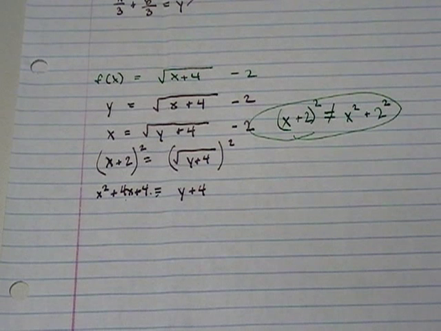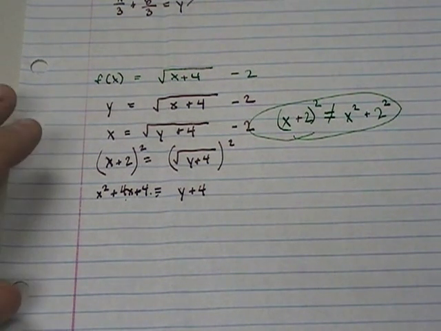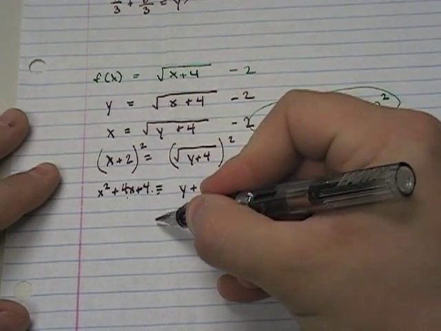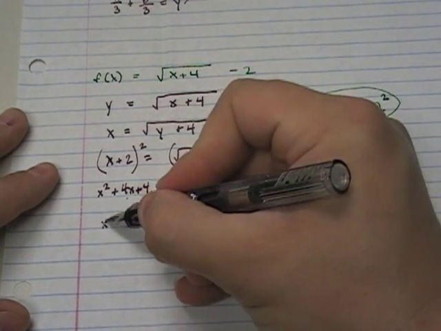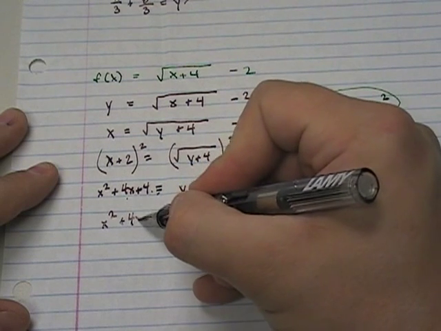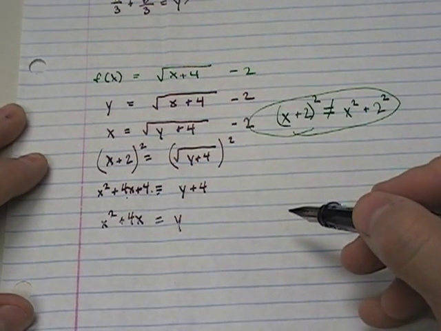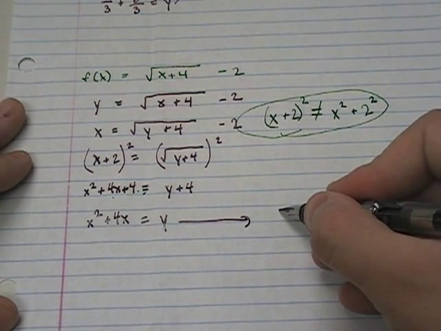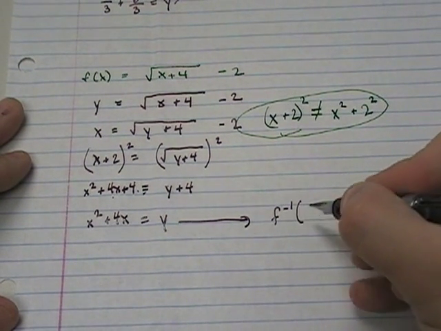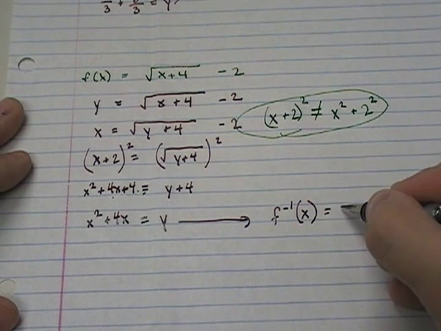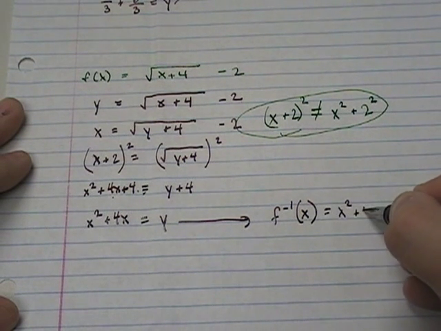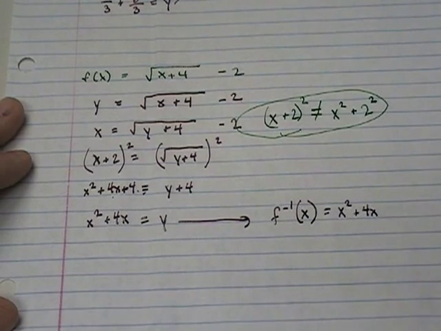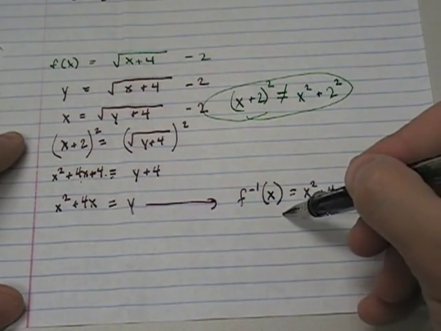Now, back to what we've got here. We have to solve this for y, so our last step will be to subtract 4 from both sides. When we do that, we get y equals x squared plus 4x, okay? And then our last step, of course, is to put this back in function notation and to call it the inverse. So f inverse of x equals x squared plus 4x. Now, so this is our inverse function.